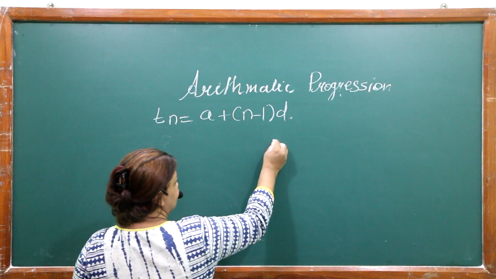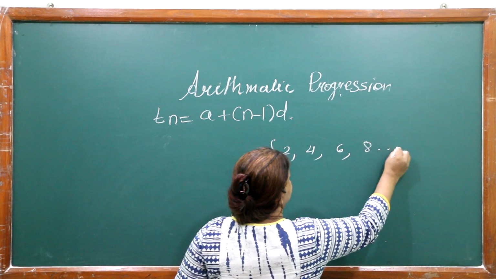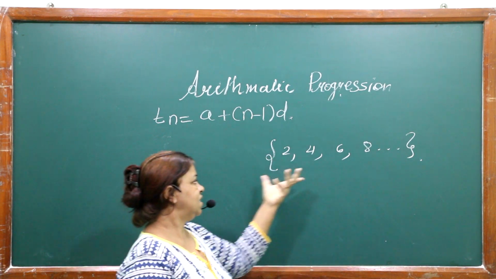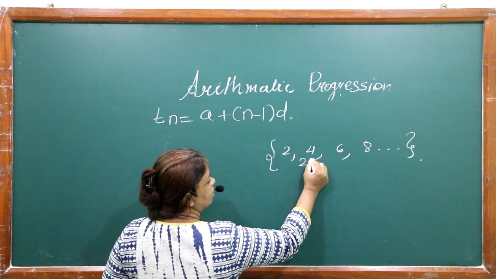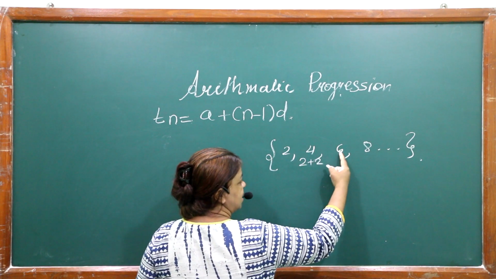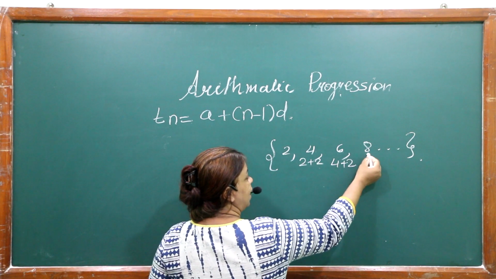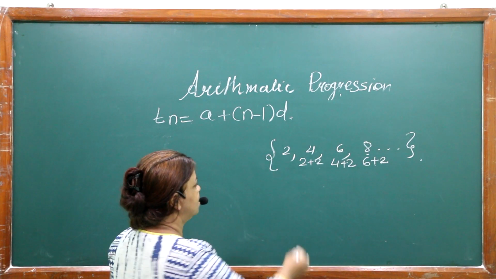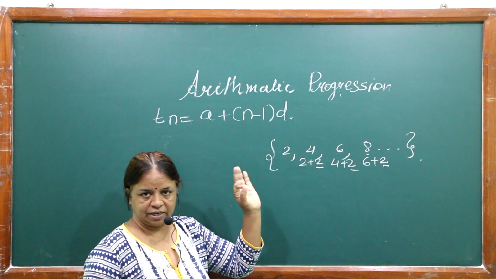Okay, let me write here one thing. 2, 4, 6, 8. Now in this sequence, it's in arithmetic progression only because this is 2. If you add 2 to the preceding term, you get 4. For 6, the preceding term is 4. If I add again 2, I get 6. For 8, the preceding term is 6. If I add 2, I get 8. So a fixed number is added definitely. So it's an arithmetic progression.